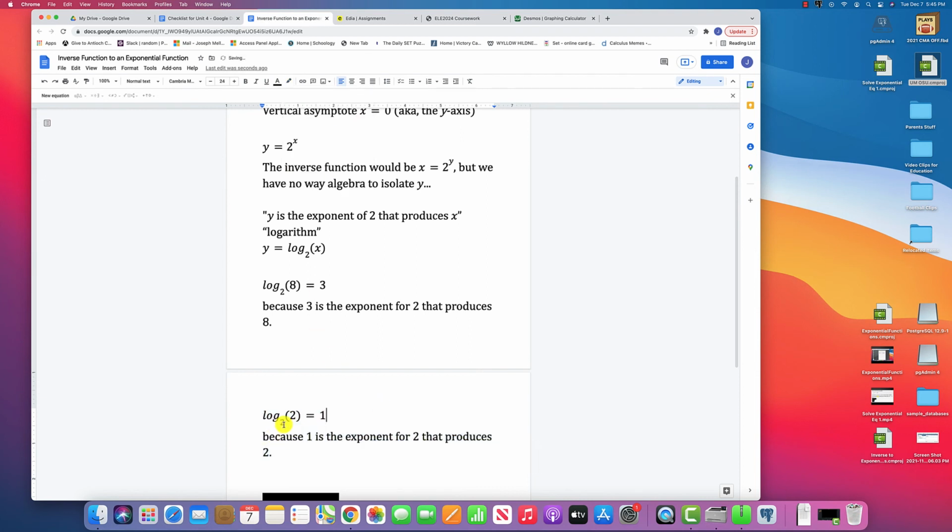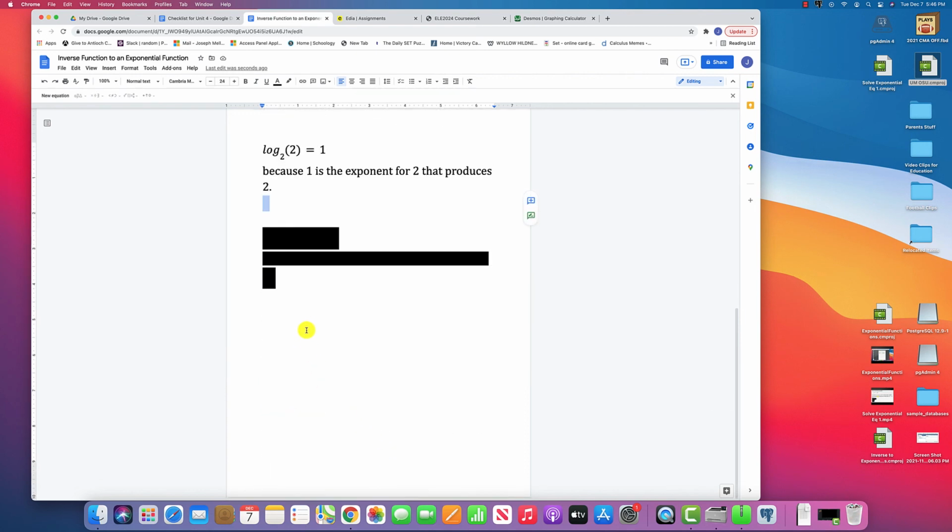All right, another example. Log base 2 of 2 equals 1. Why? Because 1 is the exponent for 2 that will produce 2, right? 2 to the first is 2. All right, and we'll look at one more, and then you'll get a chance to play with some of these on your own in our next exercise. Okay, this is a tricky one. Log base 2 of 1/4 equals -2. Okay, why? Because -2 is the exponent for 2 that will produce 1/4. 2 to the -2 is the same thing as 1 over 2 to the 2, which is 1/4.